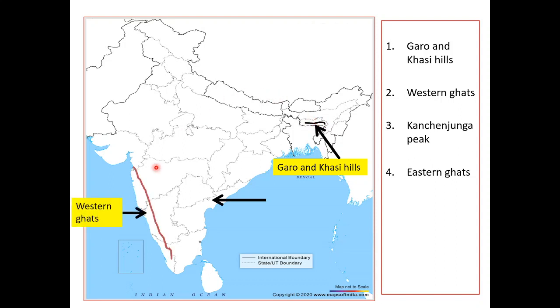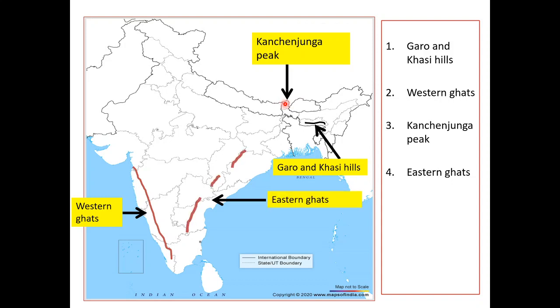These are the Western Ghats. Western Ghats stretch on the western side alongside the Arabian Sea, and there we have the Kanchenjunga Peak. Kanchenjunga Peak is in Sikkim. This is Sikkim. Kanchenjunga is the second highest peak of Himalaya which is in India. This is the Eastern Ghat. They are not continuous. You can see Western Ghats are continuous and they are higher. So these are the Eastern Ghats, these are the Western Ghats.